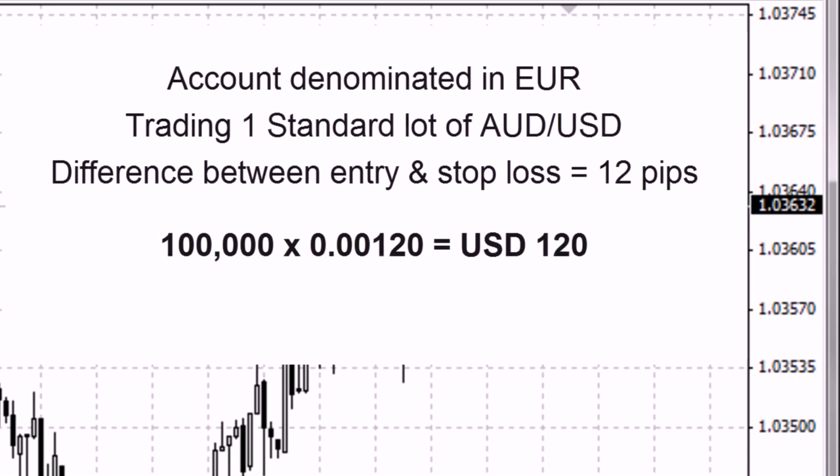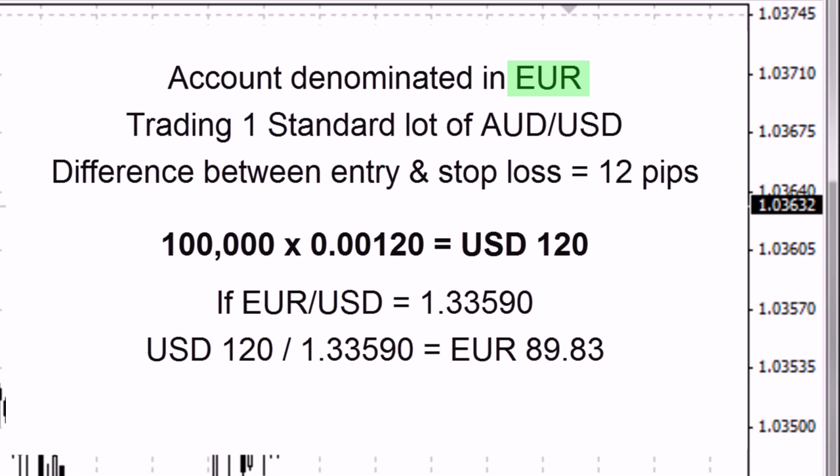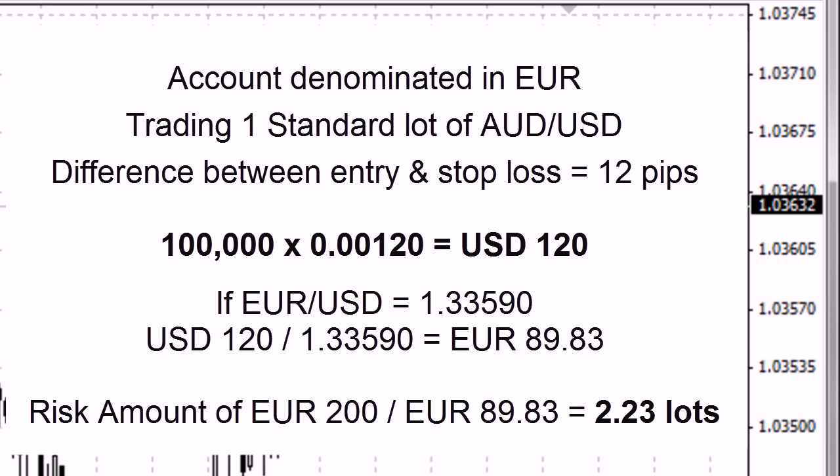If the terms currency is not the same as the currency in which your account is denominated, you need to perform an additional calculation in order to convert this figure. Keeping with our previous example, if you're planning to take this Aussie US trade but your account is denominated in euros instead of US dollars, you'll need to use the euro-dollar rate to convert the value of the risk into euros before executing the final calculation to determine the number of lots to be traded. Of course, if your account is held in sterling and you're trading Aussie US, you'll need to use the sterling US rate for your conversion.